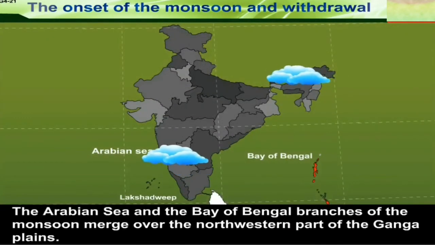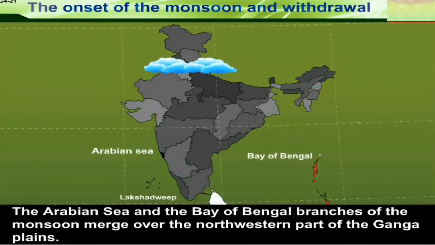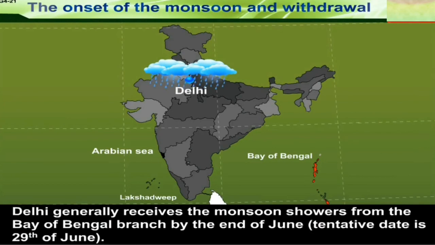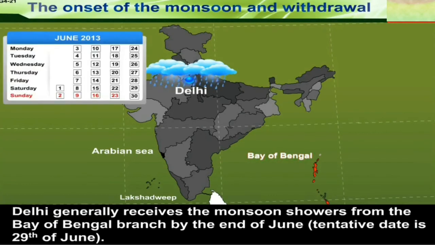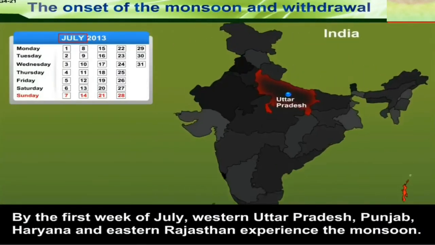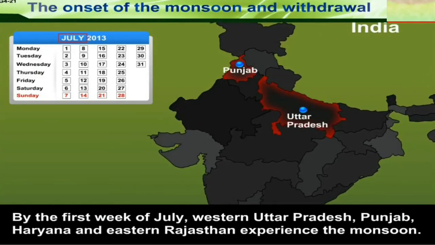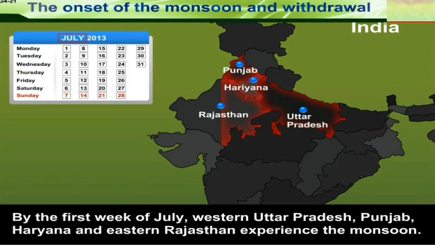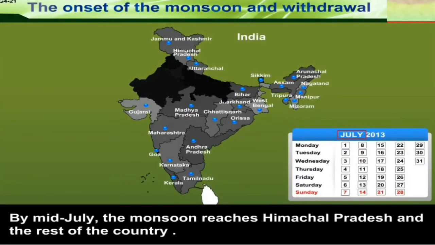The Arabian Sea and the Bay of Bengal branches of the monsoon merge over the northwestern part of the Ganga plain. Delhi generally receives the monsoon showers from the Bay of Bengal branch by the end of June. Tentative date is 29th of June. By the first week of July, Western Uttar Pradesh, Punjab, Haryana, and Eastern Rajasthan experience the monsoon. By mid-July, the monsoon reaches Himachal Pradesh and the rest of the country.